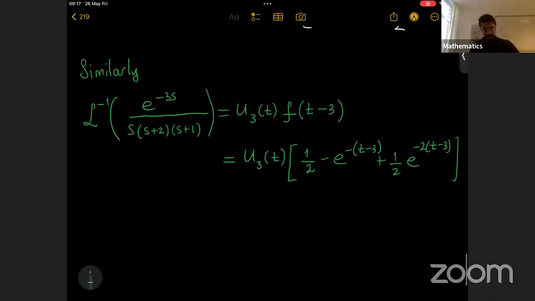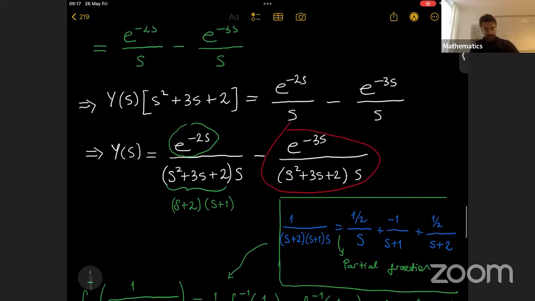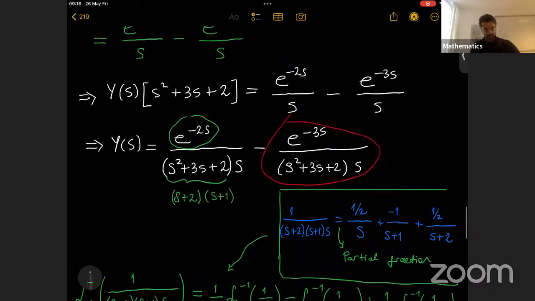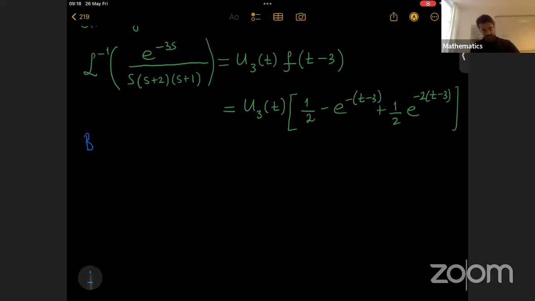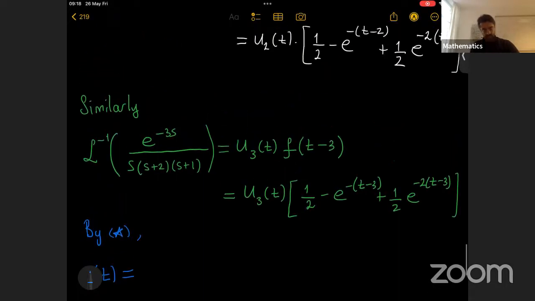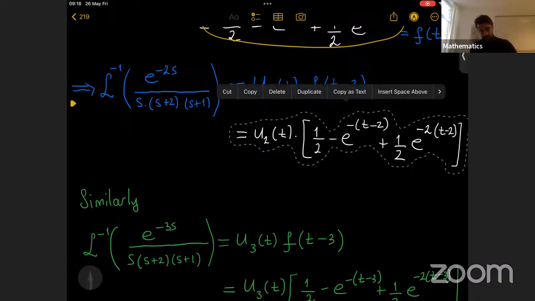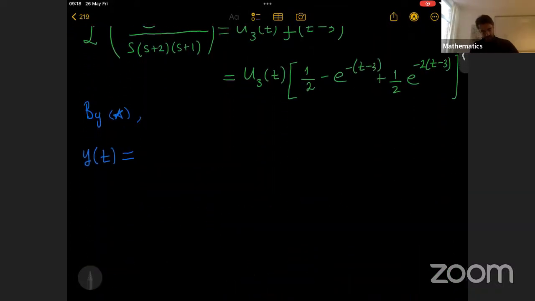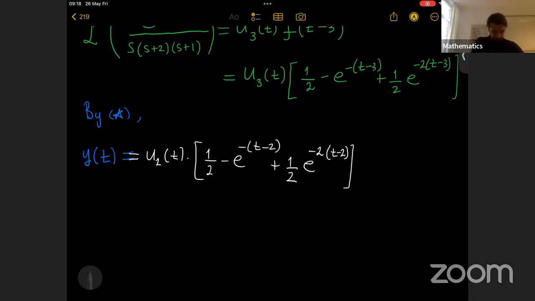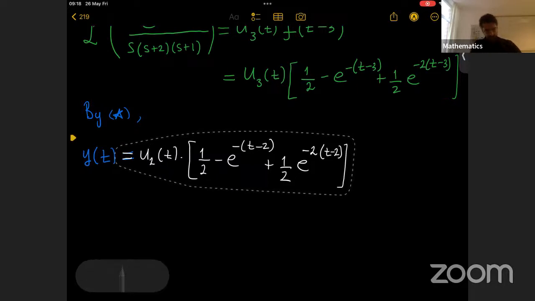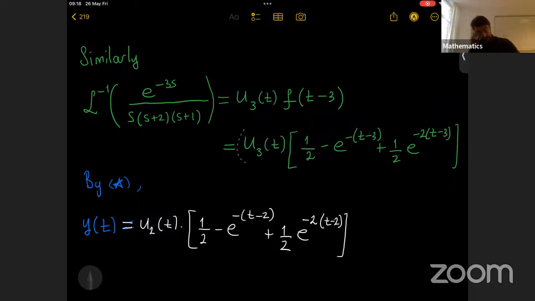Now, remember here, Y of s is equal to the right-hand side. So we apply the inverse Laplace to find y of t. So from, maybe let's put here a star. Okay, so by star, we get that y of t is equal to the first one here, this one, plus this one.